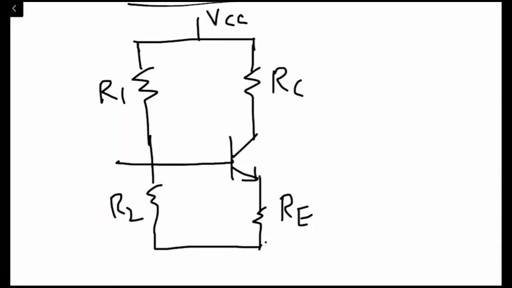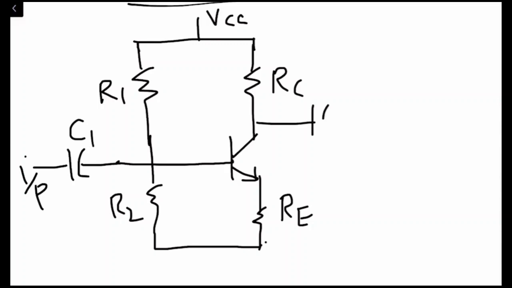With that, we have also the input signal, which is being applied through capacitor C1, and then we are taking the output signal through the collector of the transistor via capacitor C2, and over here we have the output which is going to be taken from this.